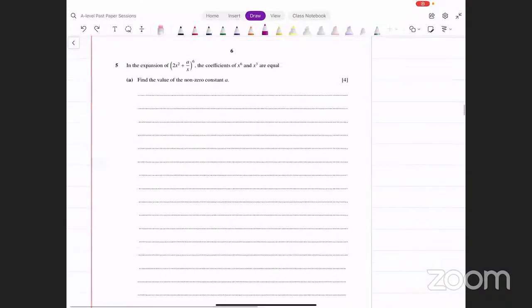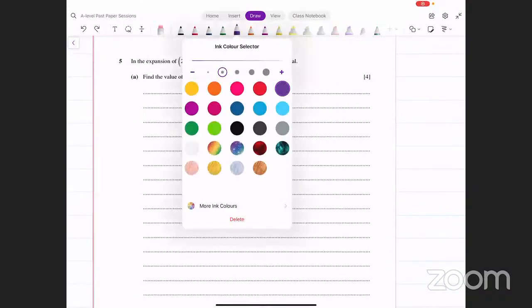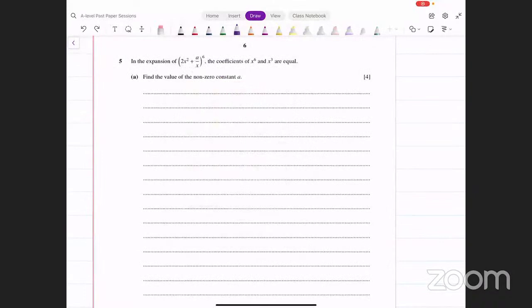This is question number 5. This is binomial now. In the expansion of (2x squared plus a over x) whole raised to power 6, the coefficients of x raised to power 6 and x cube are equal. Find the value of the non-zero constant a. x raised to power 6 और x cube के coefficients उसने बता दिए equal होते हैं, ठीक है?